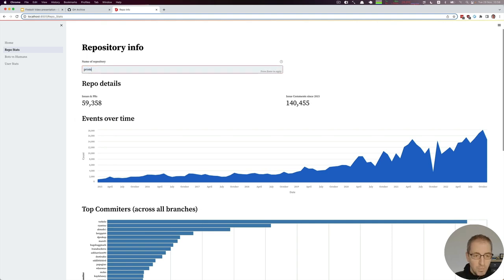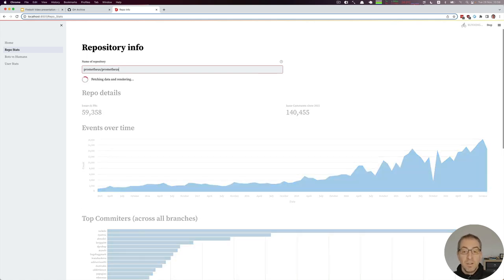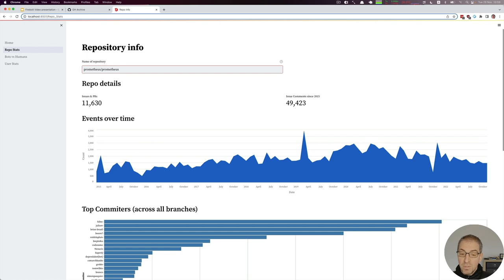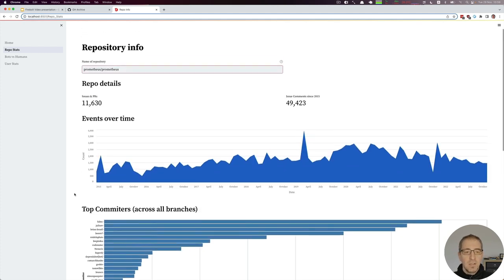We could do the same for Prometheus, the most well-known system to gather metrics. Also here, Prometheus is over 10 years old, so we don't see the start of the project. But again, activity has been really constant over all the years, also with a couple of people involved as the committers, as well as the top commenters.